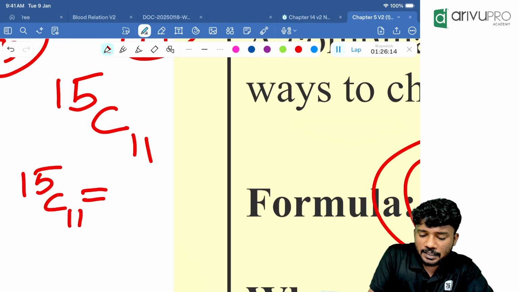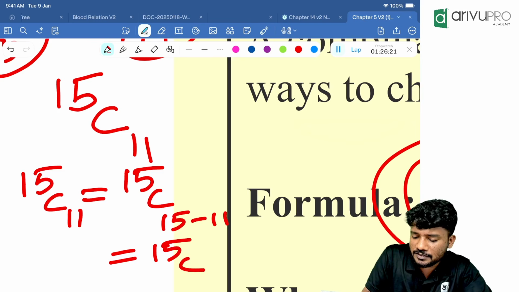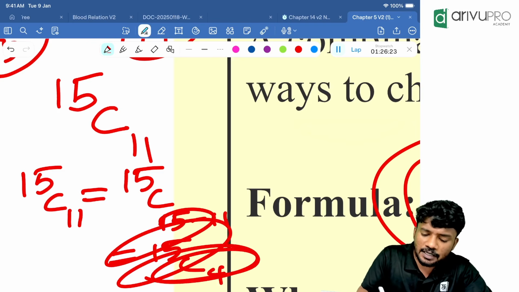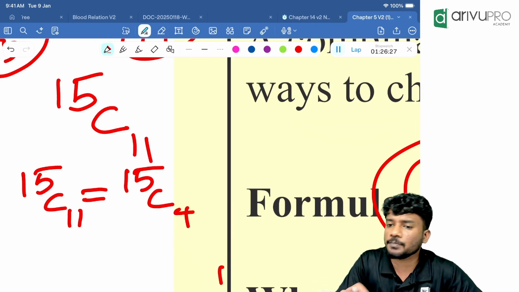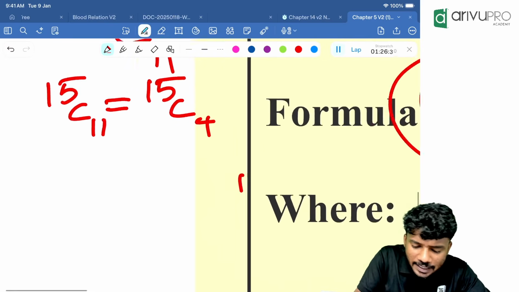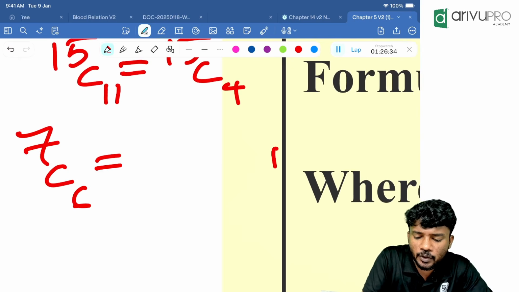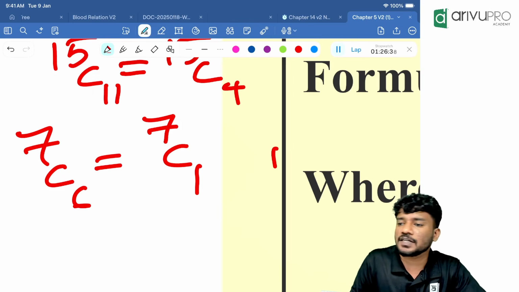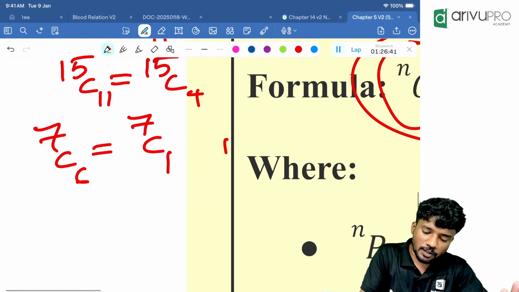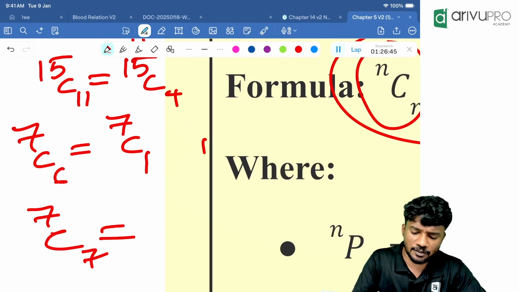15C11 can be written as 15C(15 minus 11), or it can be written as what? 15C4. In general, 15C11 can be written as 15C4, so that the math becomes easy for you. Now my next question: 7C6 can be written as what? 7 minus 6, which is how much? 7C1. Now, 7C7 is how much? 1.